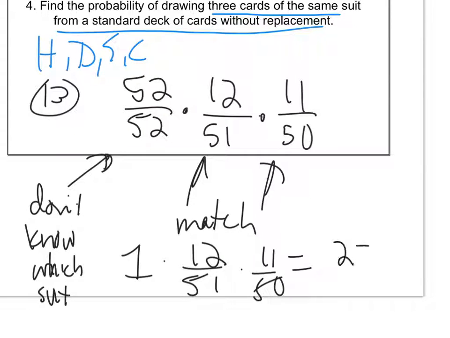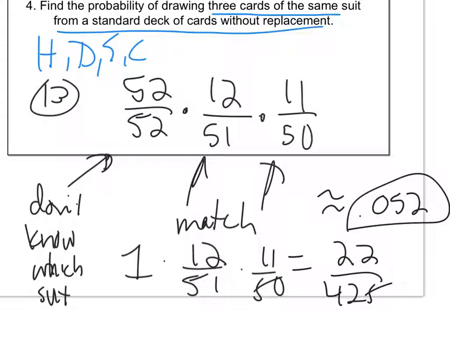So when I multiply that together and simplify it, I get 22 over 425. If I take that, you'd get about 0.052, that would be the equivalent. So if you want to compare that, that's what you would get.